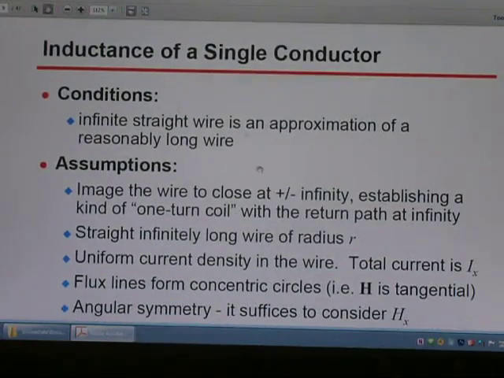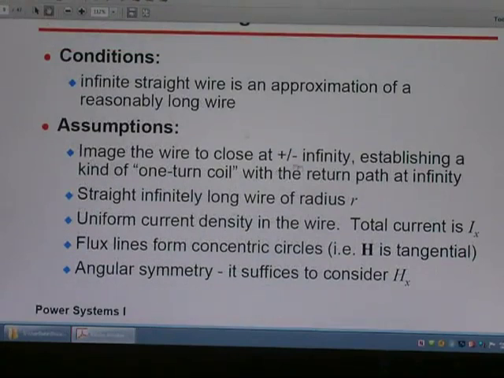of the resonant long wire. So imagine a wire from positive to negative infinity, a straight, infinitely long wire with radius R, uniform current density, flat line, concentric current circles, regular angular symmetry. So this is the H x.